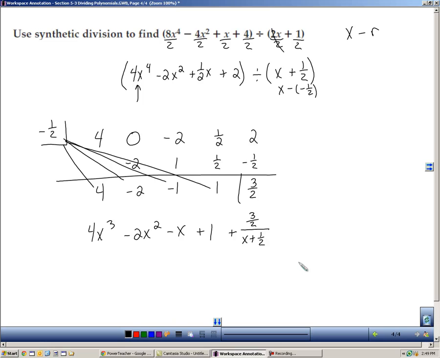Now there's one more thing I can do to simplify this a little bit further. And that's put this remainder back in the form that it should have been. Remember, at the very beginning we divided everything by 2. So let's multiply everything by 2 to put everything back. So we cancel this. So my remainder is actually going to be 3 over 2x plus 1, which is what we started with, a 2x plus 1.